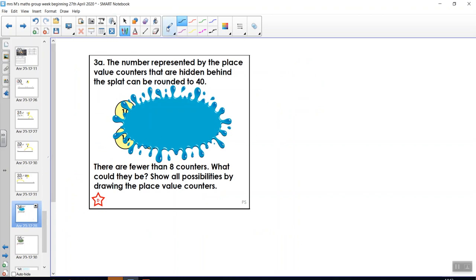Here's one for you to have a go at. Talk to a grown-up about this. The number represented by the place value counters that are hidden behind the splat can be rounded to 40. There are fewer than 8 counters. What could they be? Show all possibilities by drawing the place value counters. Have a go.